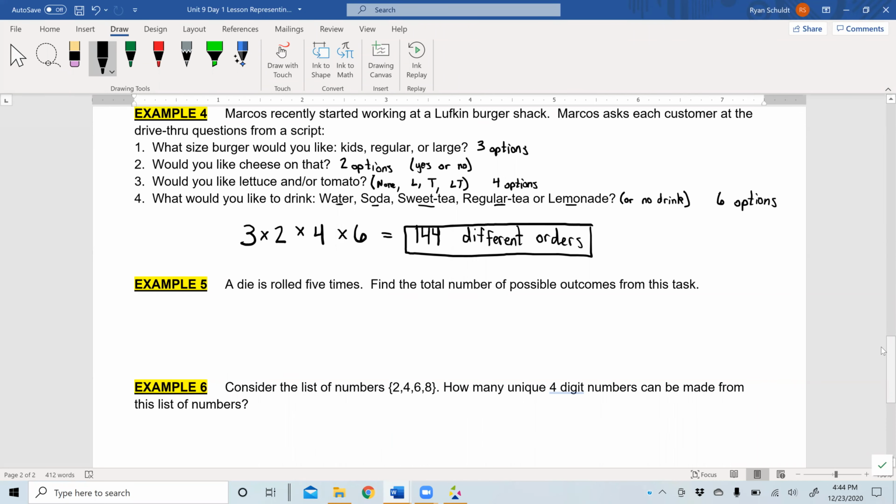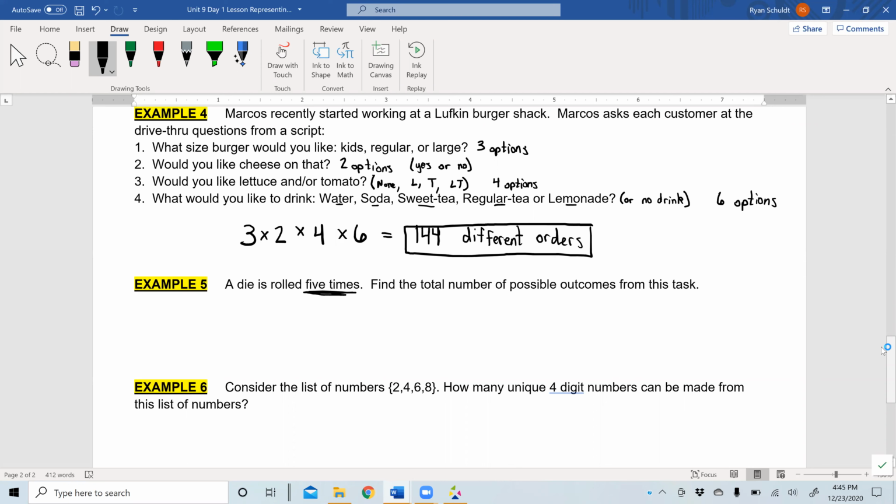Okay, next example. A die is rolled 5 times. So a single die is rolled 5 times. Find the total number of possible outcomes for this task. Now, clearly, you probably don't want to sit there and make a tree or a table. You couldn't make a table. It'd have to be five dimensions. Oof, I don't want to do that. You could make a list, but you're going to be writing a long time.